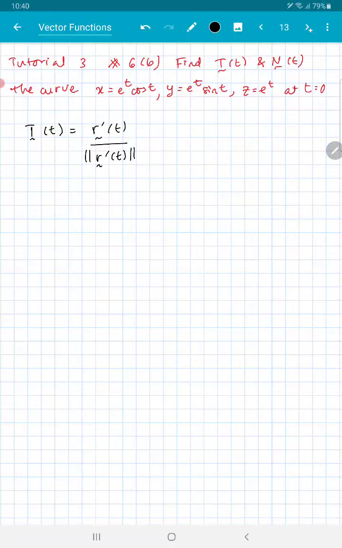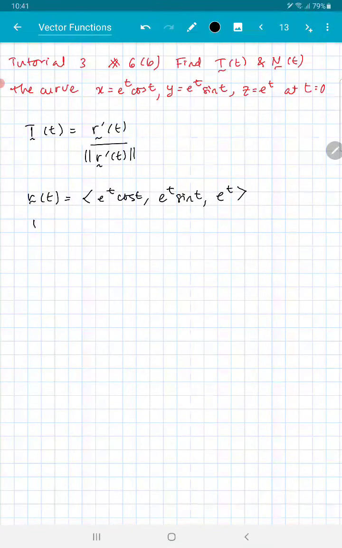For our curve, r is equal to e^t cos t, which is the x component, governed by the parametric equation for x. The y component is e^t sin t, and the z component is e^t. Now we need to find r prime. Remember, to differentiate a vector function, you just differentiate the x component, the y component, and the z component. For the x component, we use the product rule.